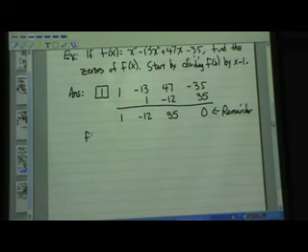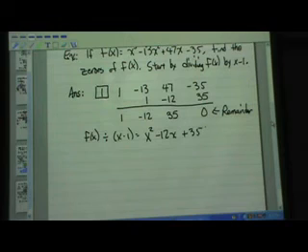I know that this function divided by x minus 1 equals, remember the degree goes down by 1, so it starts with 1x squared minus 12x plus 35. Now, how does that help me?